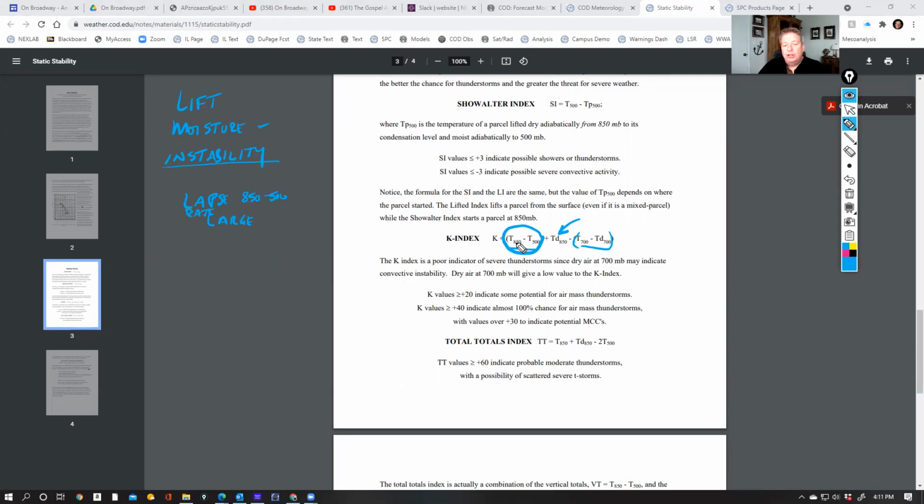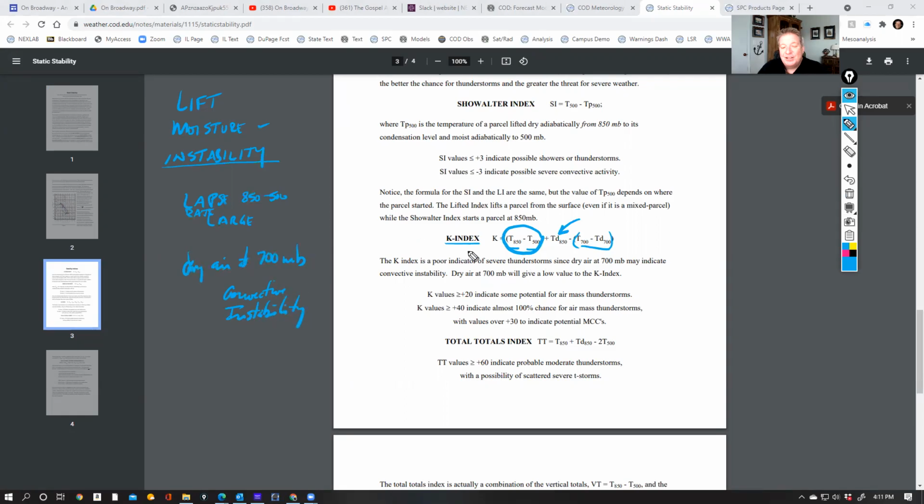Pretty straightforward. You're looking at the numbers that I give you, and there it is. Okay. Now, dry air at 700 millibars makes this number big, which makes this number small, since I'm taking away a big number. So I could get a low value because of dry air. But remember, we said dry air at 700 millibars can be good for large hail, for damaging winds, and something we call convective instability, which we're going to be getting into.